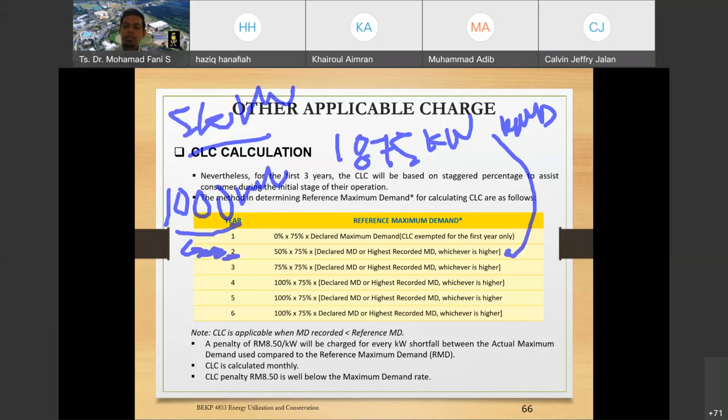So when you join a consultant later on, make sure you have this idea on how to calculate the CLC. Make sure the building owner will not be charged by TNB for the CLC. So please design and operate your buildings properly so that you can avoid the CLC charge in your operation later on.